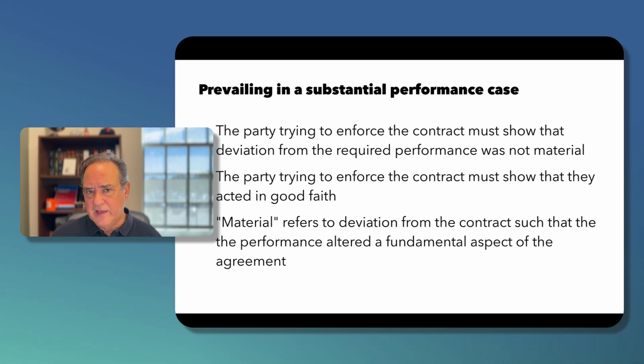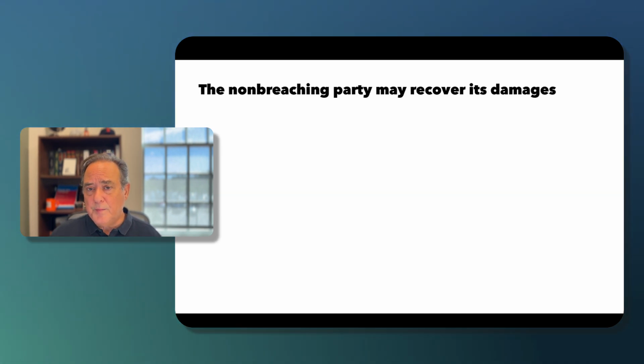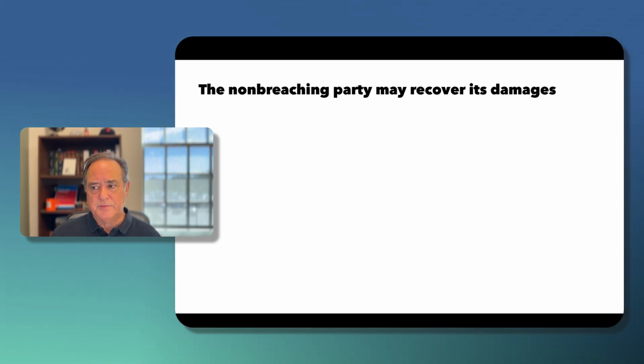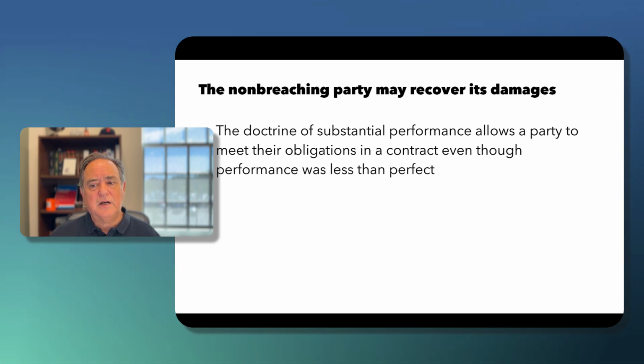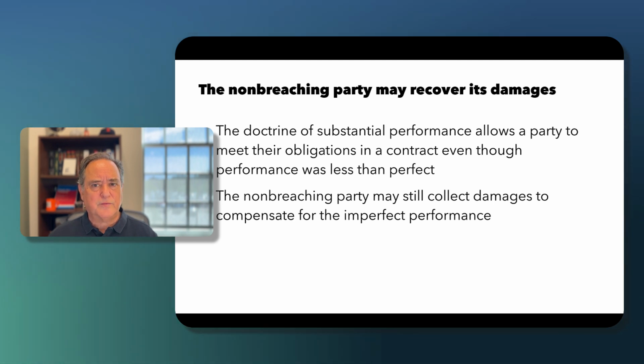And in our situation of the house contractor, they got the house, it's just that 3 rooms were painted the wrong color. Now, the non-breaching party can recover its damages. In our example, that means they can recover how much it cost to paint the 3 rooms the proper color. The doctrine of substantial performance allows a party to meet their obligations in a contract even though their performance was less than perfect. Nevertheless, the non-breaching party can collect damages to compensate for the imperfect performance.